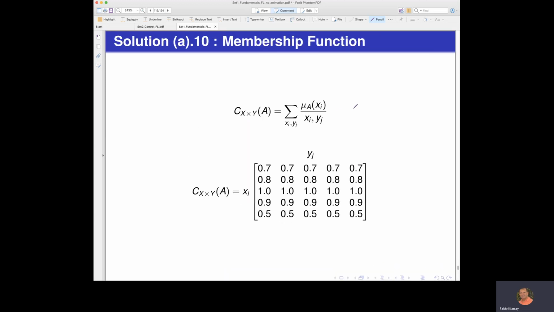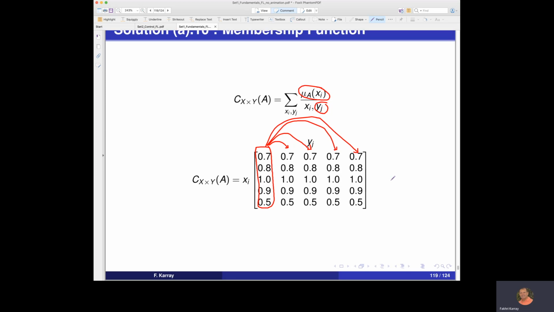Now let's look at the notion of cylindrical extension of A. So cylindrical extension of A, so we have the A, which is here, and we would like to extend it into a cylindrical type of representation. Okay, so it gives us this particular representation. So we are extending the xi over all the yj's. So this is cylindrical extension of x to y. Okay, so that's basically what we have in this representation, and we do the same thing.